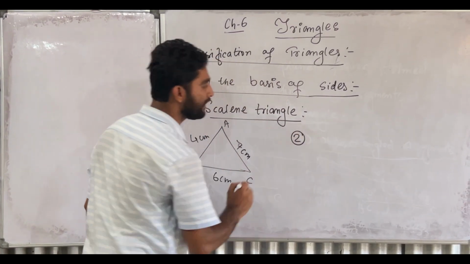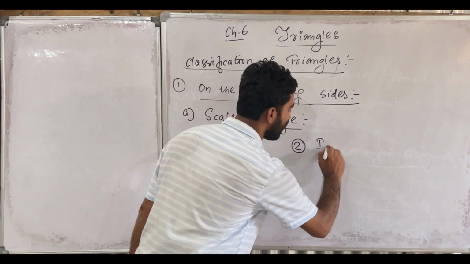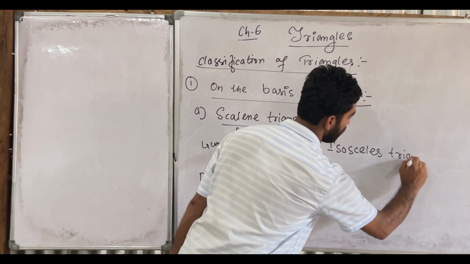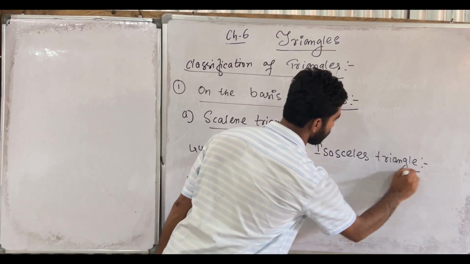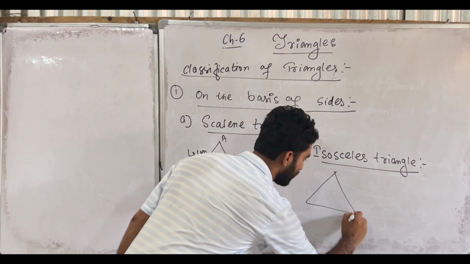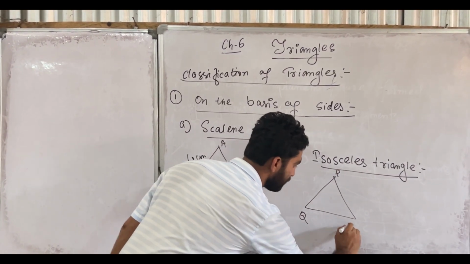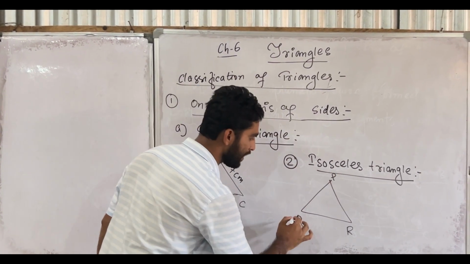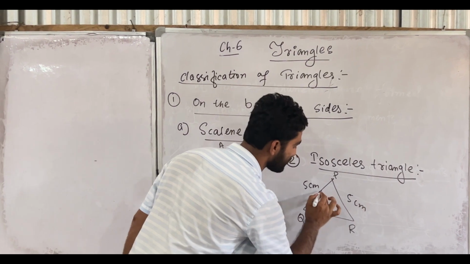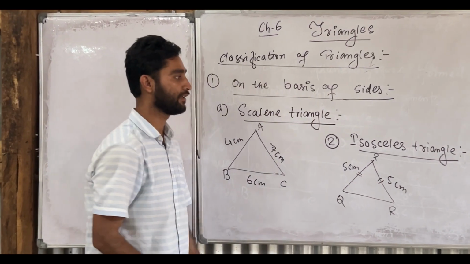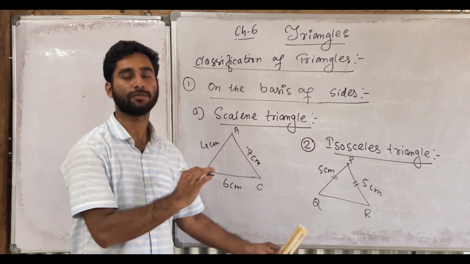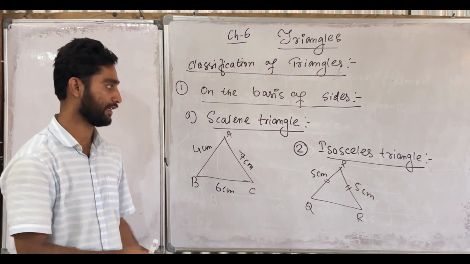Then second type of triangle is called isosceles triangle. So what is isosceles triangle? For example, again I have one triangle. Let's suppose this triangle's name is PQR. Let's suppose the measurement of PQ is 5 cm as well as PR also 5 cm. This side is equal to this side. So if in a triangle any two sides are equal, then this kind of triangle is called isosceles triangle.